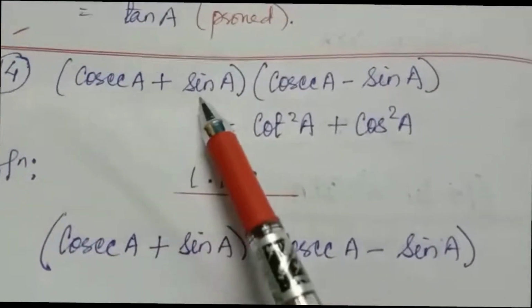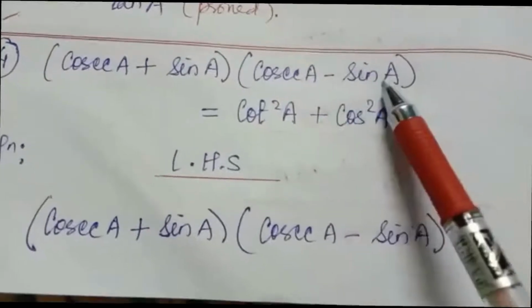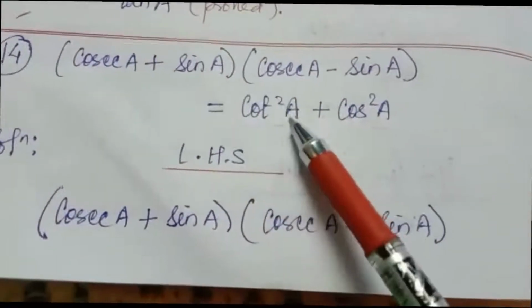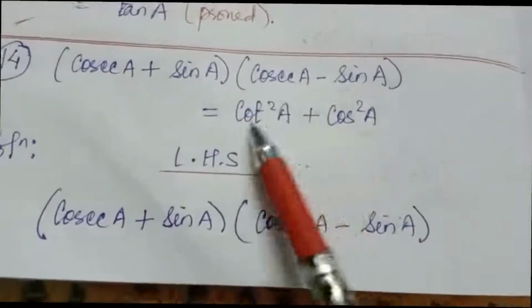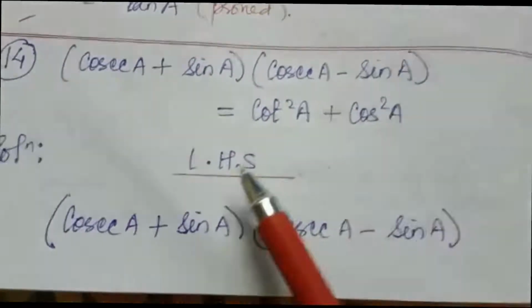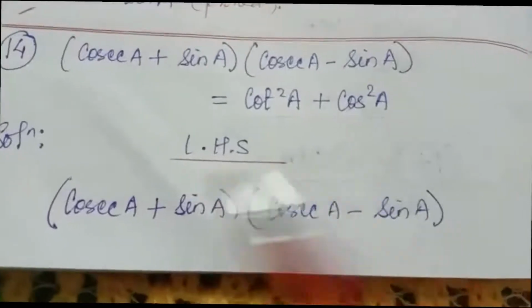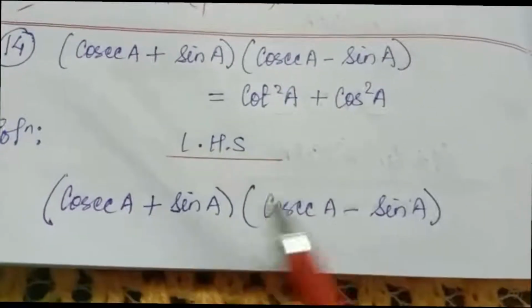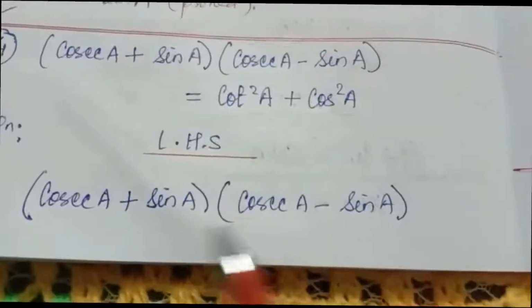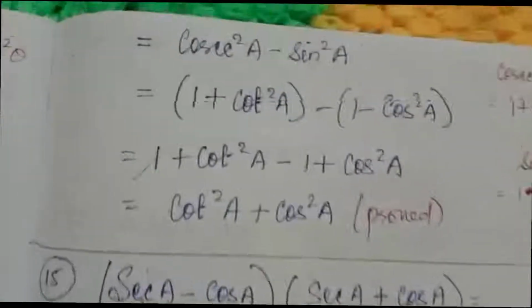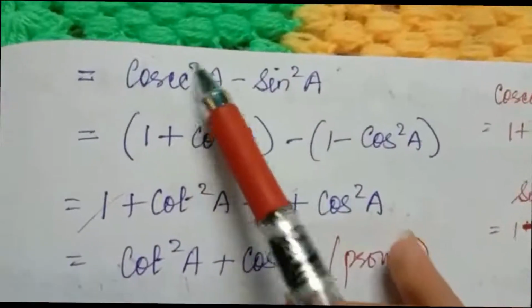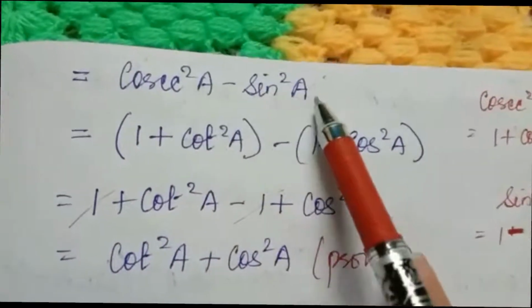(cosec A + sin A)(cosec A - sin A) = cot² A + cos² A. You have to prove this, left hand side is equal to right hand side. Copy the left hand side. Now this is in the form of (A + B)(A - B), and you know the formula is A² - B². So cosec² A - sin² A.